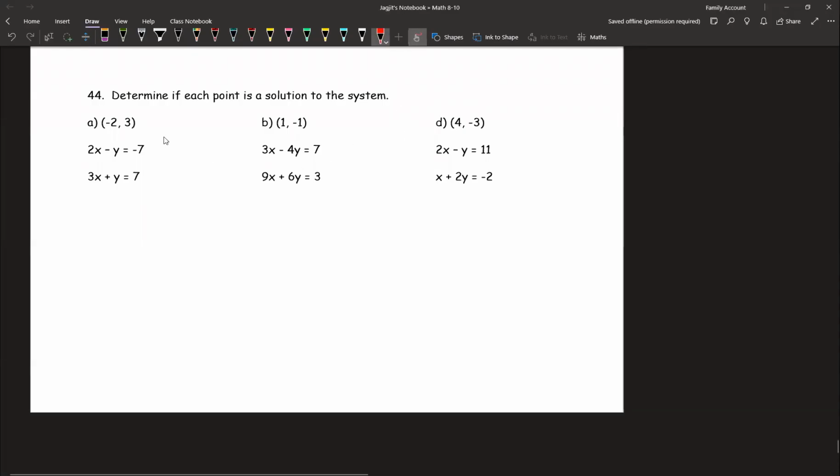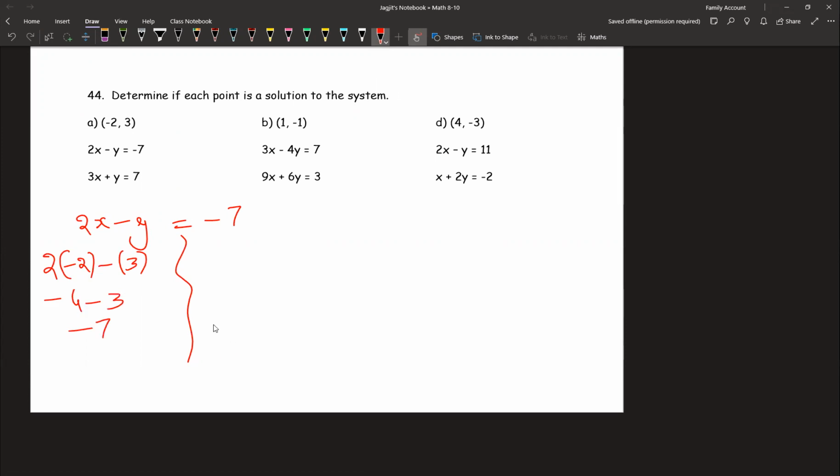Now they've given us these two equations and they're saying, determine if this point is the solution or not. It's very easy. We're going to write down our first equation, which is 2x minus y is equal to -7. Plug in that point. So plug in -2 for x and plug in 3 for y. So that gives me -4 minus 3, which is -7. -7 is equal to -7. So left-hand side is equal to right-hand side.